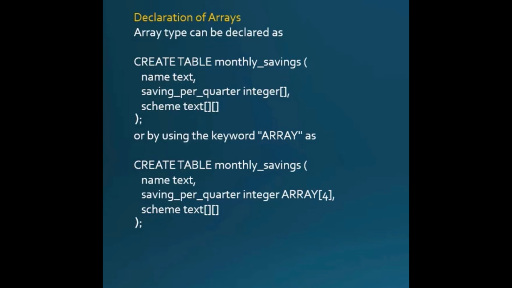And next we can create by using the keyword ARRAY, as create table, the name text as previously. And next one is savings per quarter integer ARRAY[4]. It means it declares an array with a maximum of 4 elements. It is commonly used when the number of values is fixed. So both methods are valid in PostgreSQL.